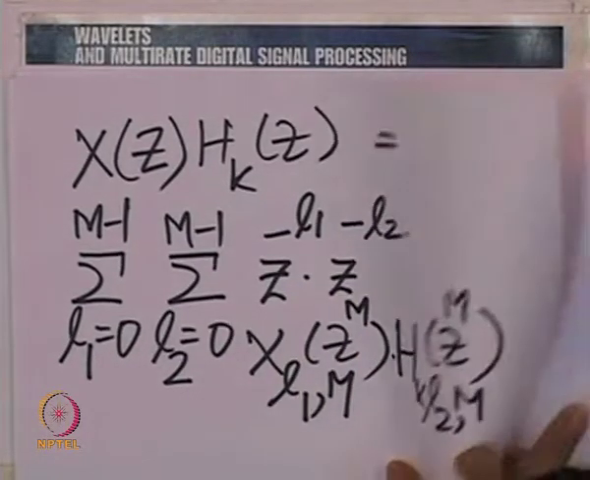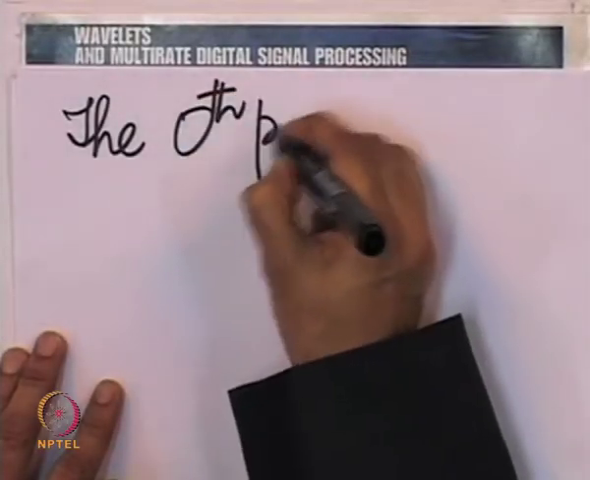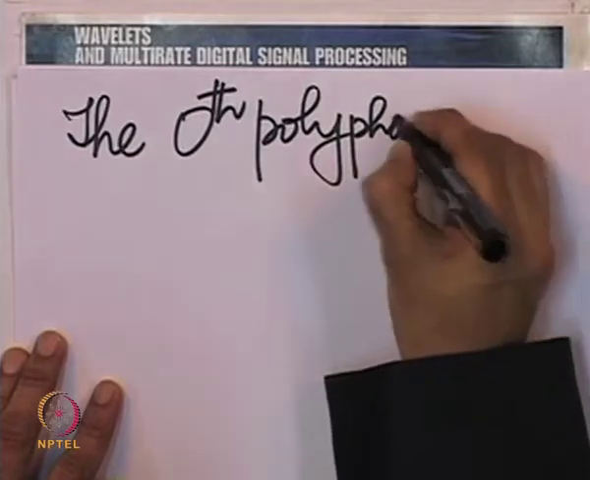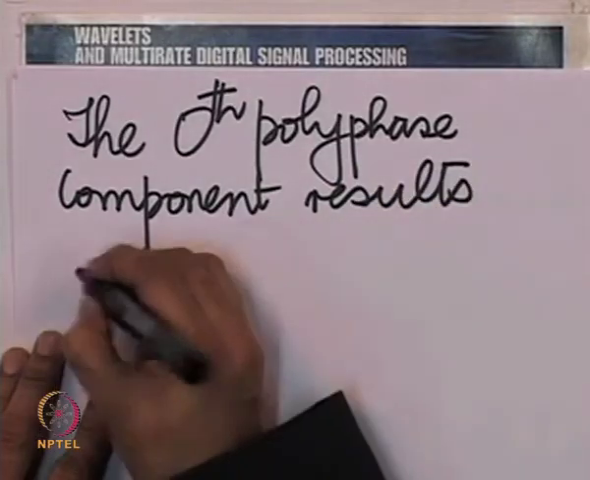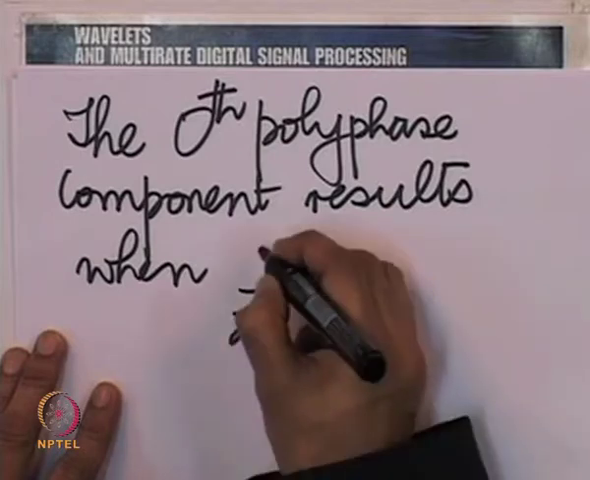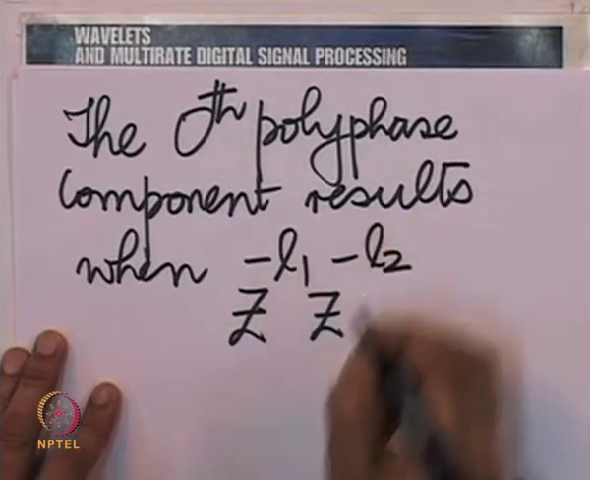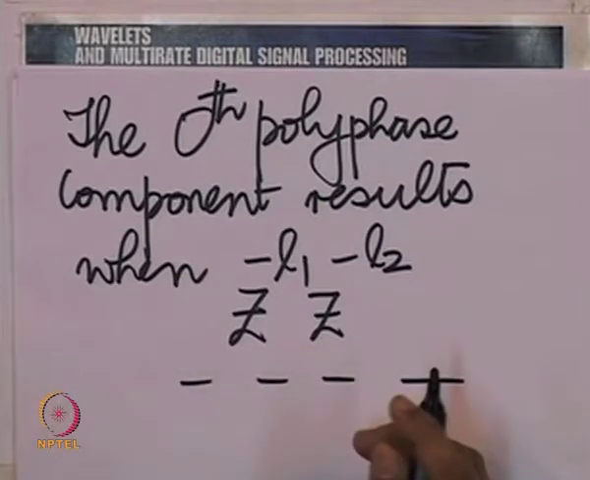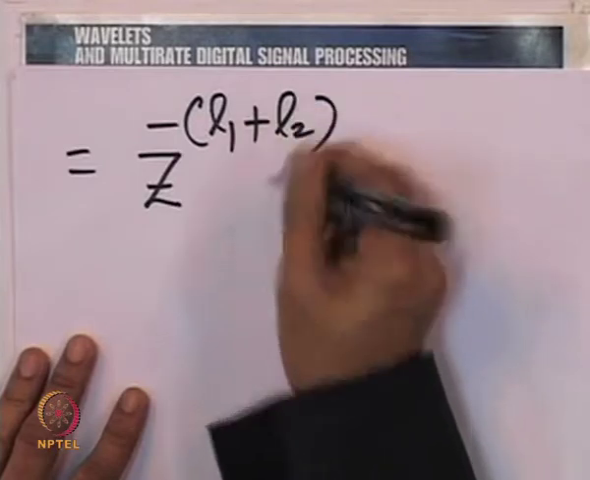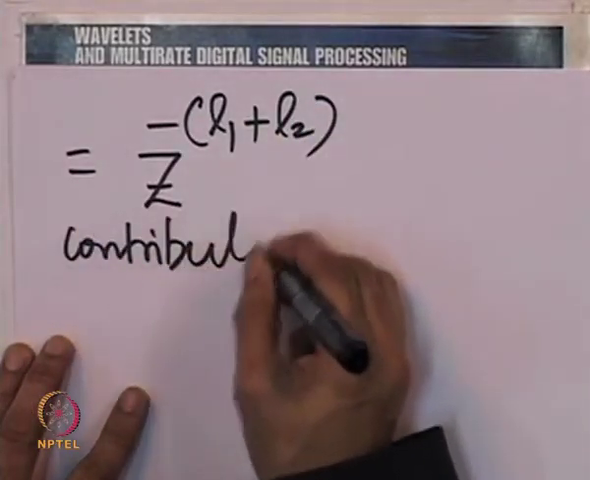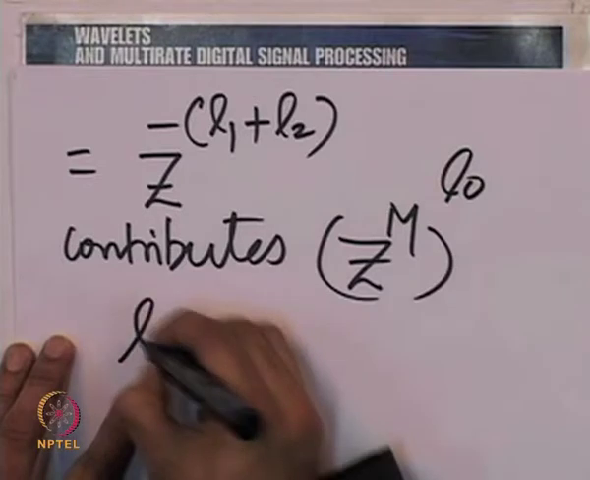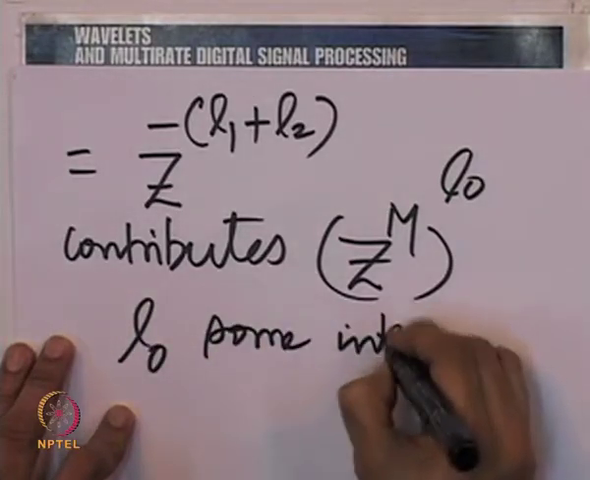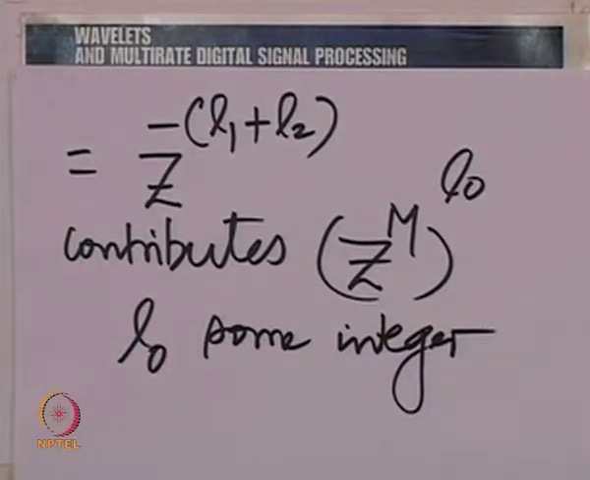So, what we are saying in effect is the zeroth polyphase component results when z raised to the power minus L1, z raised to the power minus L2, which is equal to z raised to the power minus (L1 plus L2), contributes z raised to the power M times some integer, so let us say L0. And that is easy to document. We can easily see when this is going to happen.